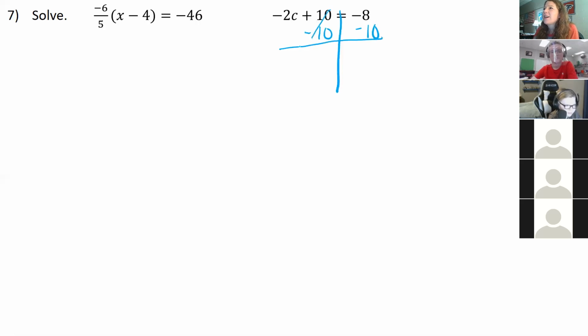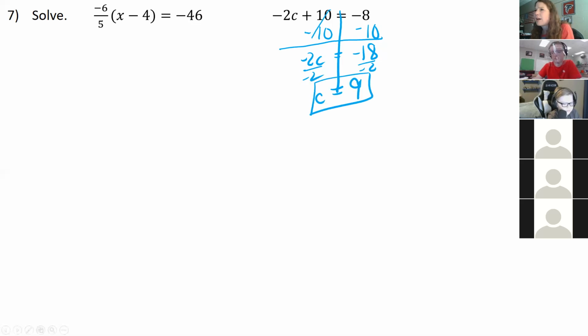All right, so our 10 is gone when we subtract 10, and then we get -18 on this side, right? And then we're going to divide both sides by -2. Vedant officially changes his answer to 9. Yes, 9. Good. Good job, everybody.